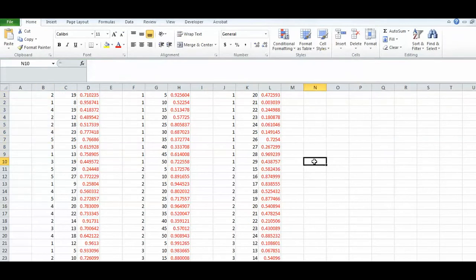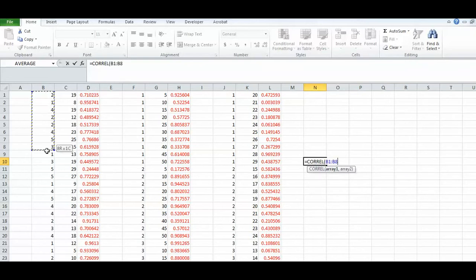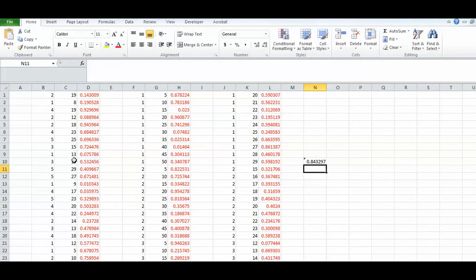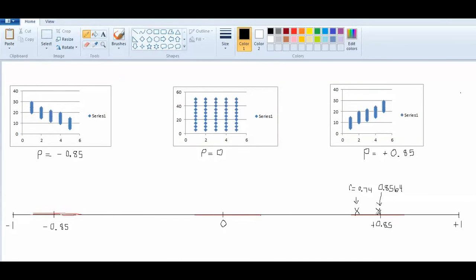So let's see what this looks like. It's 0.84, which is again close to our population correlation coefficient of 0.85. It's probably right there. We'll do two more.